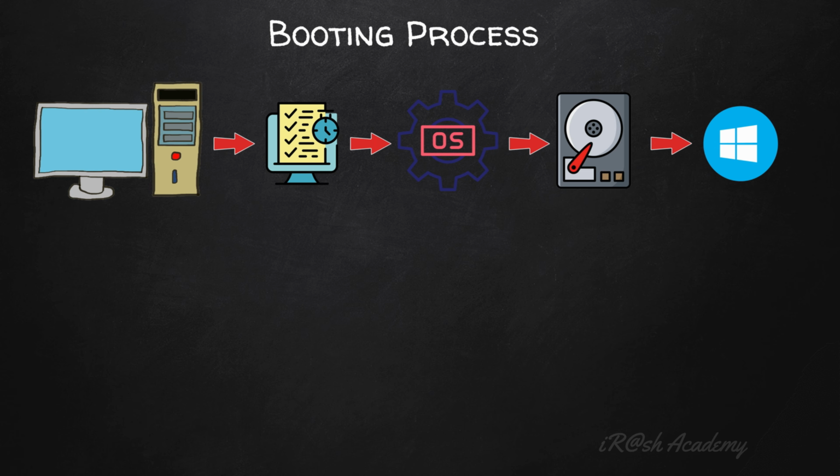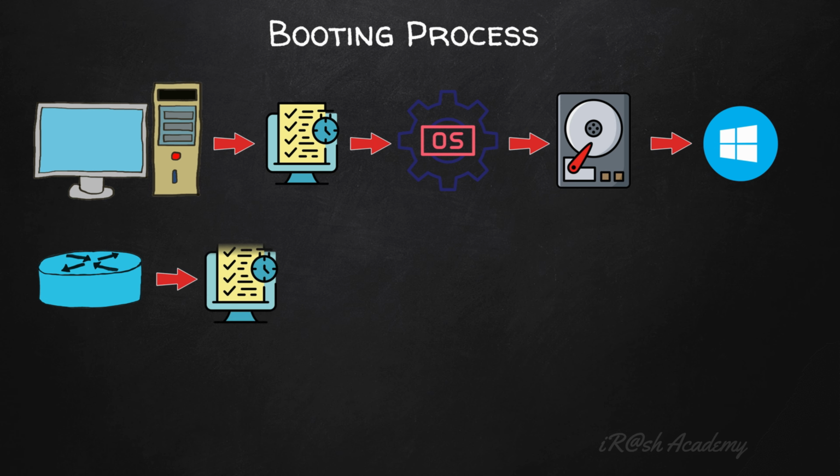This is the booting process of a computer. Now what will happen when your router is powered on? There are a lot of similarities between the computer and router booting process. So when your router is powered on, first of all it goes through the POST process, power on self test. Then it will make sure all the installed components, processor, motherboard, interfaces are working fine, and there is no hardware failure.